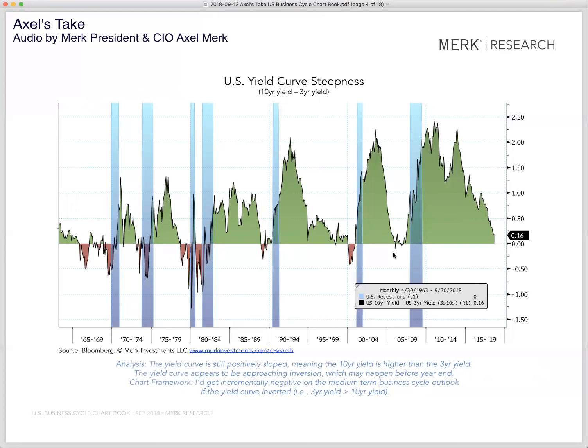The reason why monetary policy gets tightened is because the Fed wants to make sure that the economy doesn't overheat, causing a more severe recession down the road, causing too much inflation, so that they can stay within their mandate.